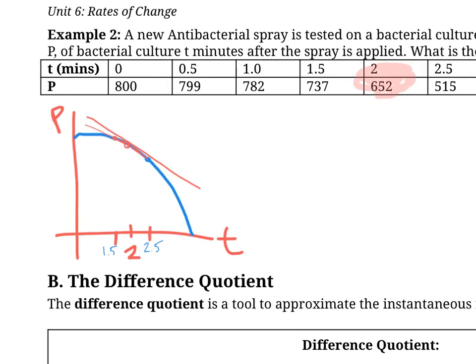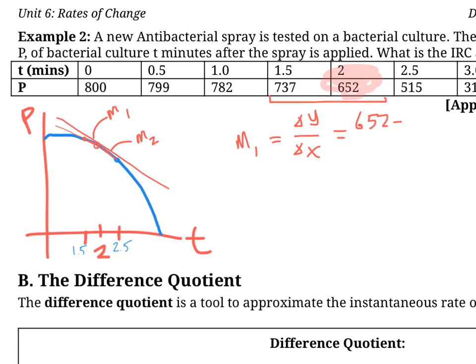We're going to find the slope of each of those segments. I'm going to call it M1 for the slope of that little segment there, and M2 for the slope of that little segment there. Then we're going to compare them and see if that can help us approximate what the slope of the tangent is at that point. So M1 is going to be just our change in y over our change in x between these two points. What's our change in y? It's gone from 737 to 652. So we're going to do y2 minus y1.